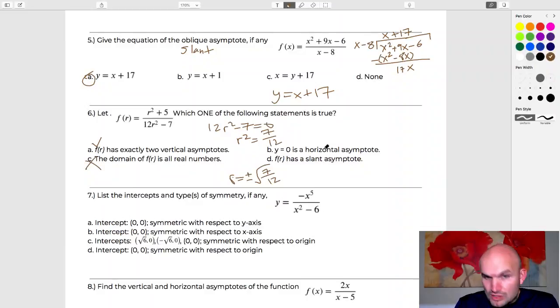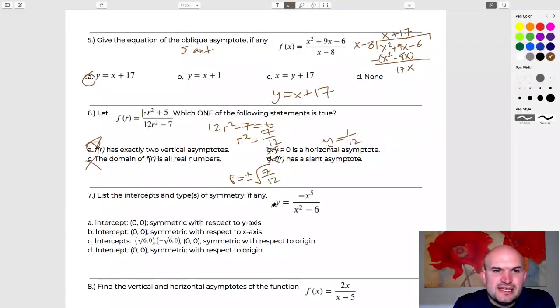Y equals 0 is the horizontal asymptote. Well, that's not true because when the degrees are the same, the horizontal asymptote is y is equal to 1/12. So it's not B. And then f of r has a slant asymptote. No, if it has a horizontal asymptote, it can't have a slant. So the answer in this one is A.